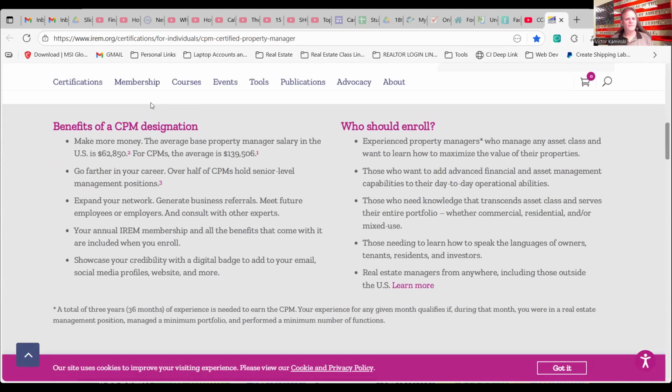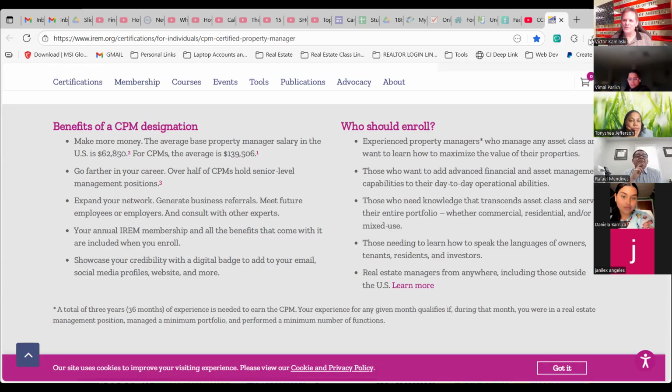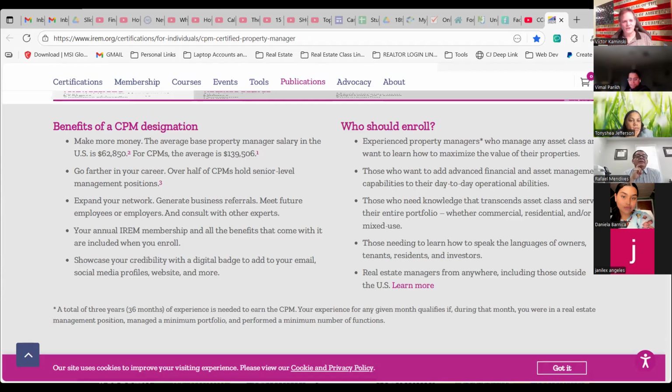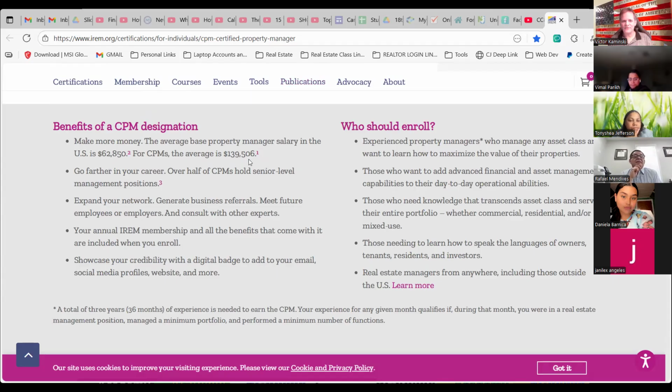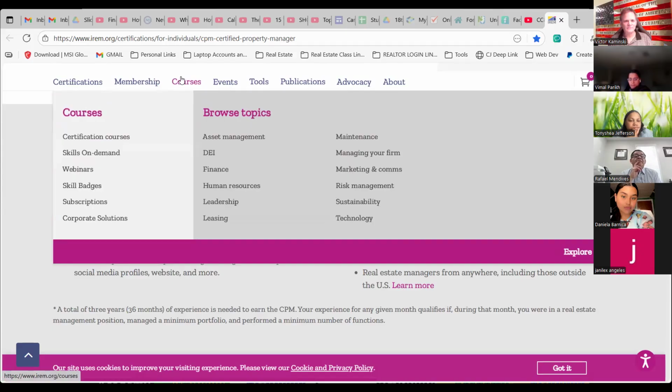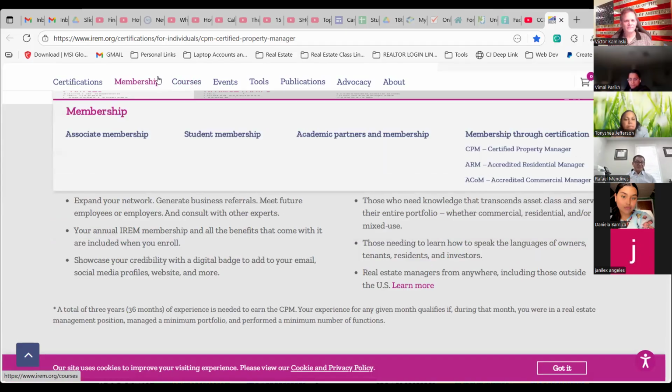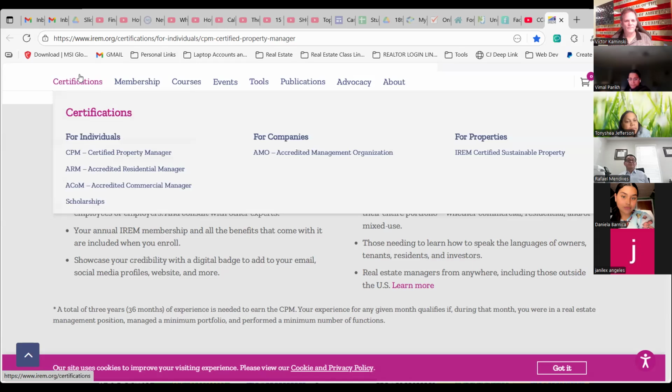Let's see. Benefits of CPM designation. Make more money. The average base property manager salary in the U.S. is $62,850. For CPMs, the average is $139,506. Wow. So you can see there's a wide price range there for how much you could make as a property manager. And over here they're showing it depends on the education that you have too. Do you know what you're doing? Have the skills.